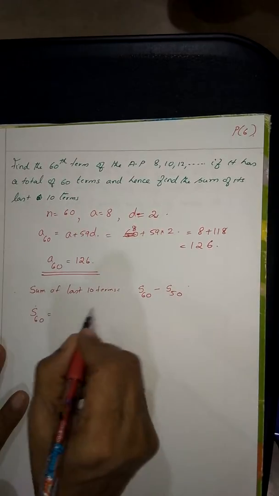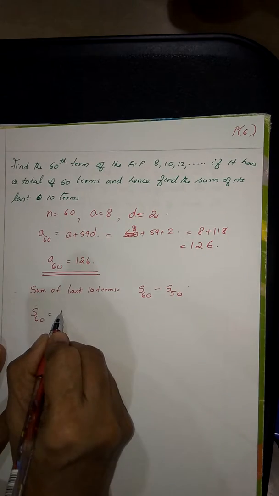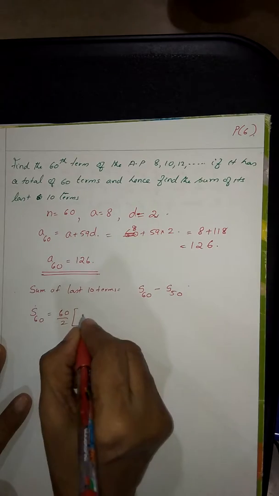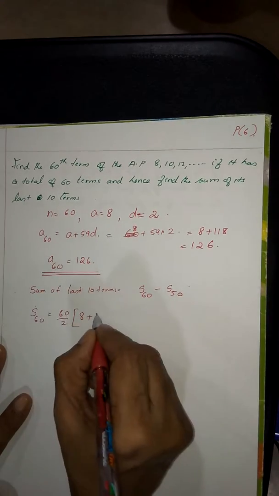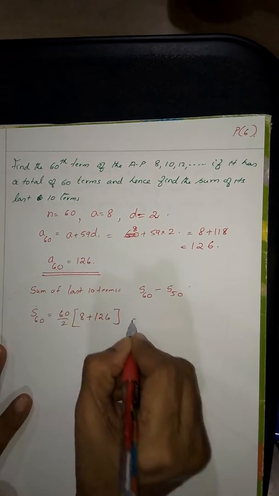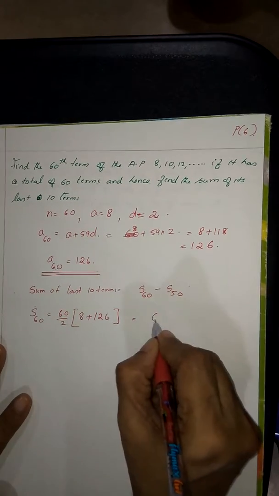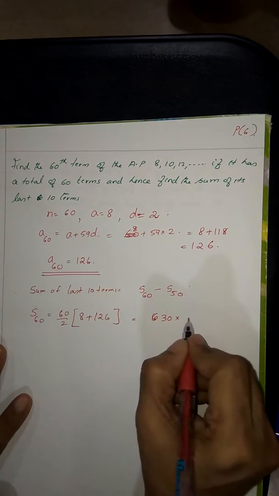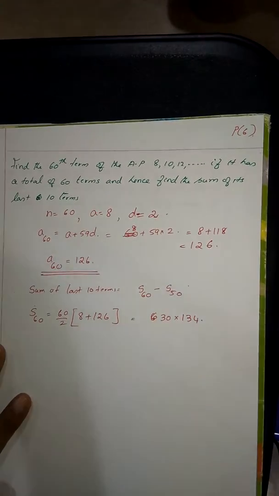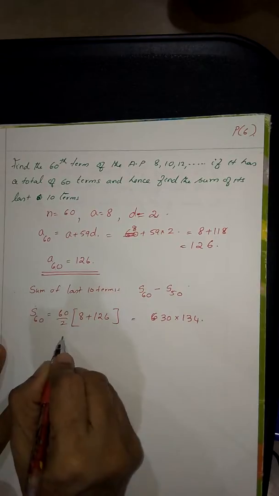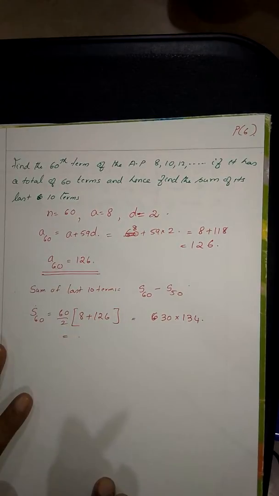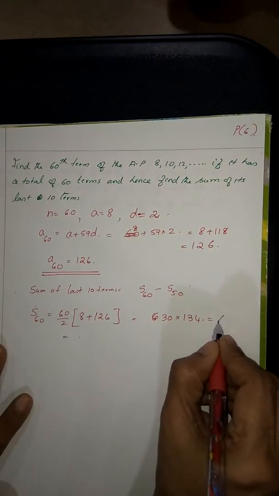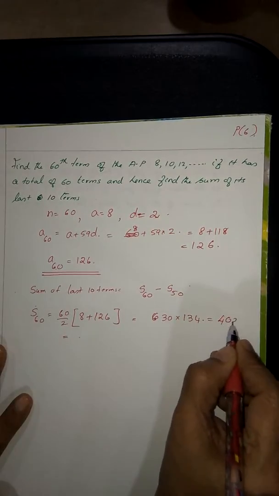S60 is equal to n by 2, that is 60 by 2, times the first term 8 plus the 60th term 126. So you get 30 into 134. So S60 is equal to 4020.